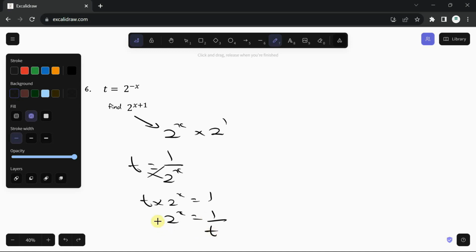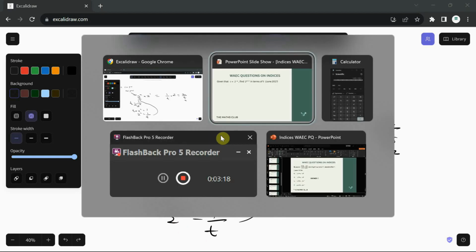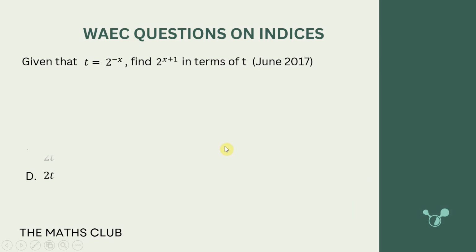And then because I know that 2 raised to the power of x is equal to 1 over t, I can substitute it inside here and say this will now be equal to 1 over t times 2 raised to the power of 1, which is 2. And 1 over t times 2 is 2 over t. So this is actually it. What we did is that we broke this down based on the laws of indices, made 2 raised to the power of x the subject of the formula, and then replaced. So our answer should be 2 over t.